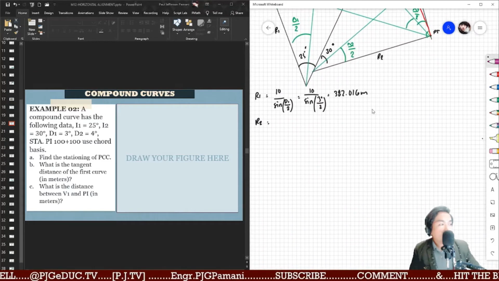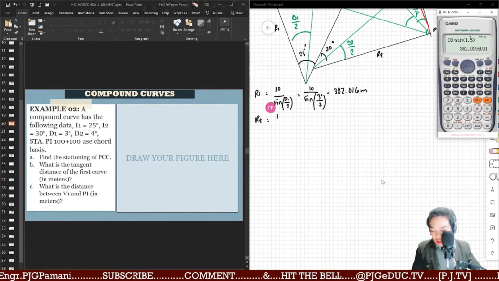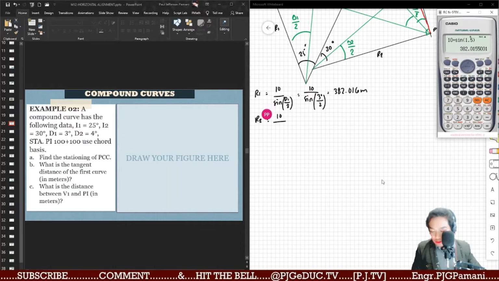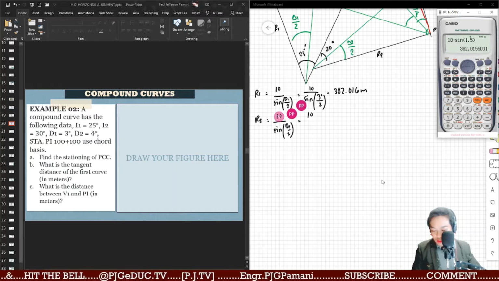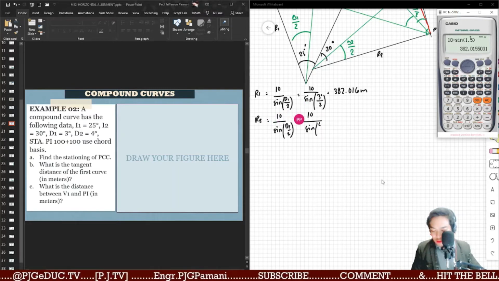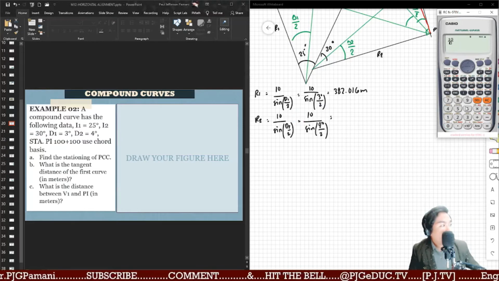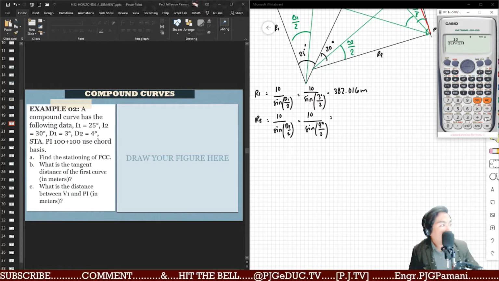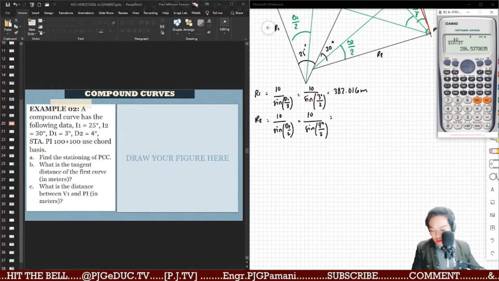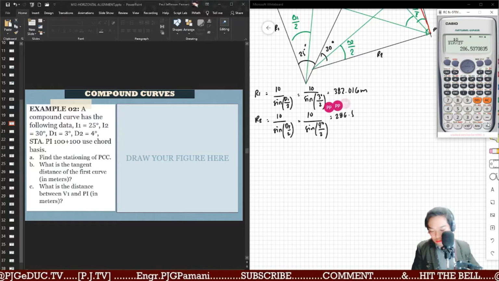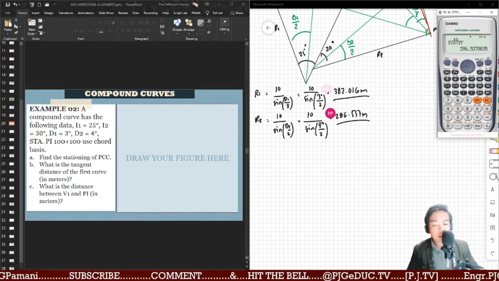Okay. Let's go to radius 2. Again, using chord basis, R2 is equal to 10 over sine of the degree of the second curve divided by 2, that is 10 over sine 4 degrees over 2, which is 10 over sine 2 degrees. That is 286.537 meters. Now we have radius 1 and radius 2.